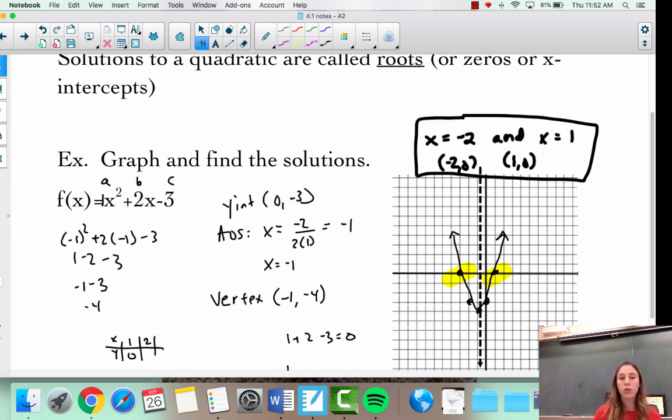So if you have any questions about the graphing, I'd go back and re-look at your notes or ask me in class and I can guide you through those. And just make sure you know the name of the solutions to a quadratic would be either roots, zeros, or x-intercepts. You could see a mixture of those words throughout your practice problems.